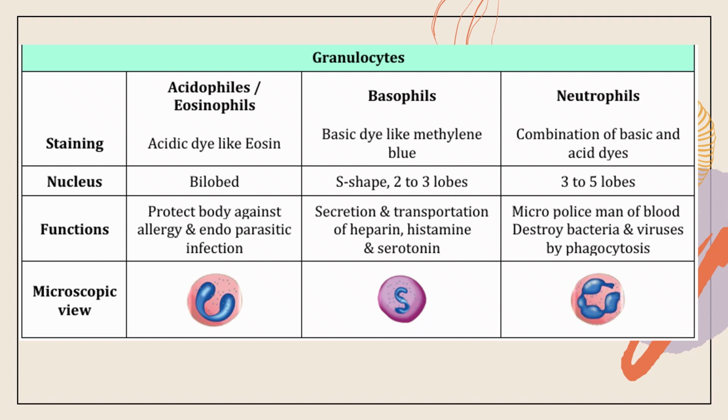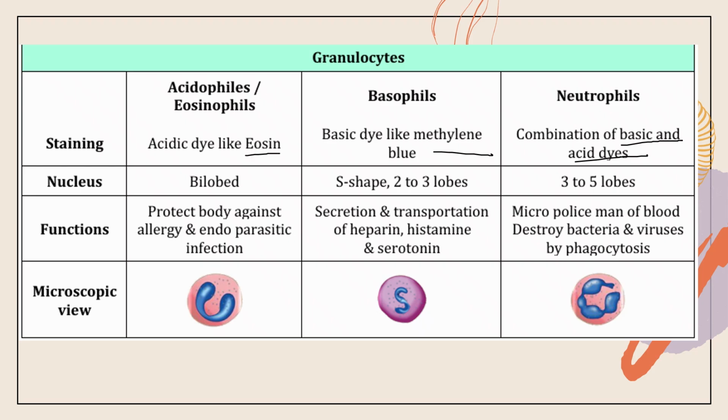Granulocytes contain granules in their cytoplasm and they are of three types on the basis of the dye with which they can be stained. Acidophils can be stained with acidic dye such as eosin. On the other hand, basophils can be stained with basic dye such as methylene blue, and neutrophils can be stained with the combination of both of these dyes, basic and acidic dye.